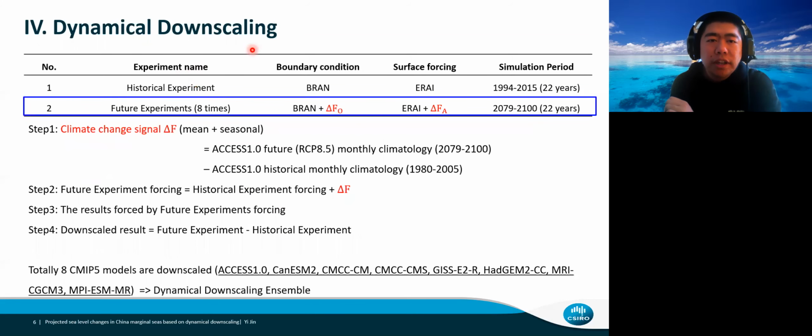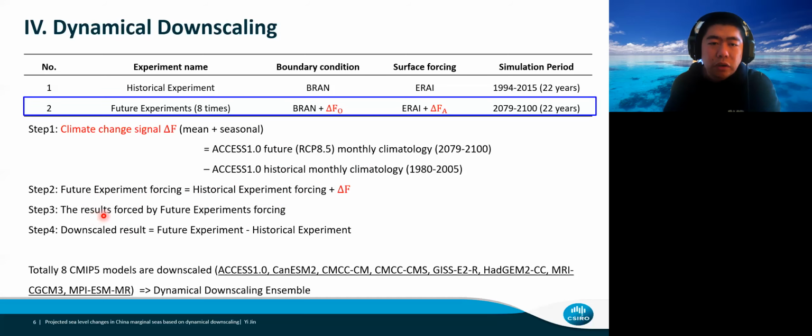So the dynamical downscaling is carried out in the following steps. First, the climate change signal delta F, which includes the mean and the seasonal signal, is obtained from the difference between the XIS 1.0 future monthly climatology and the XIS 1.0 historical monthly climatology. Then this delta F is added to the historical experiment forcing, and then we can get the future experiment forcing.